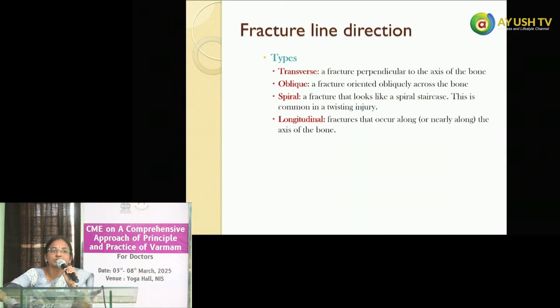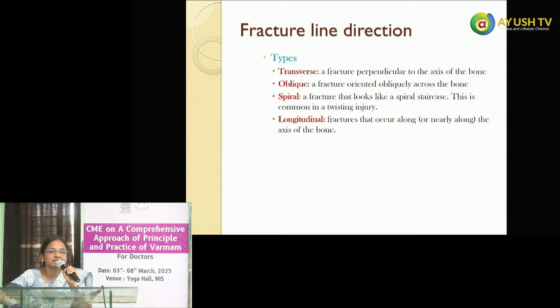The third variety is called as a spiral fracture. So spiral fracture வந்து ஒரு twisting injury. ஒரு குழந்தையோட forearm வந்து forcefully twist பண்ணிட்டோம்னா staircase மாதிரி ஒரு spiral shapeல there will be a fracture. But I don't think I have a picture for the spiral fracture, but that is less common.